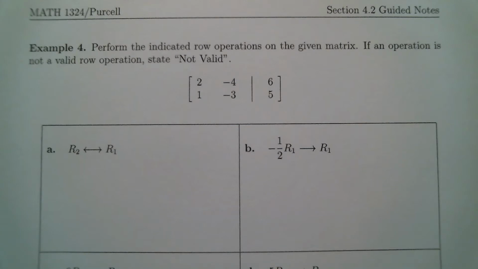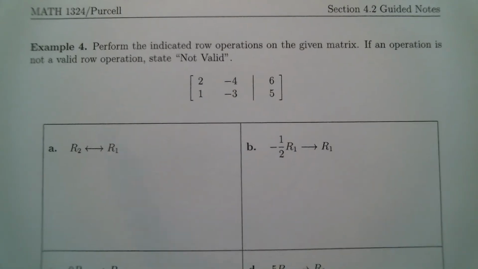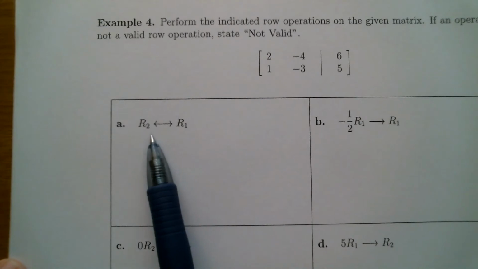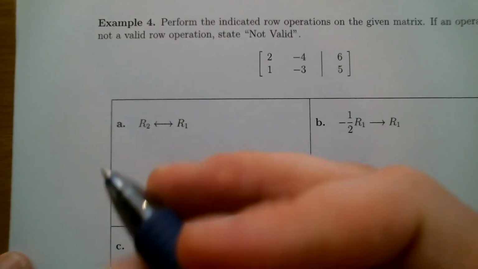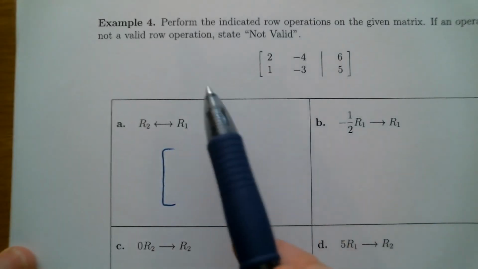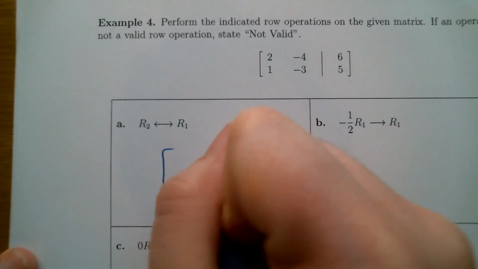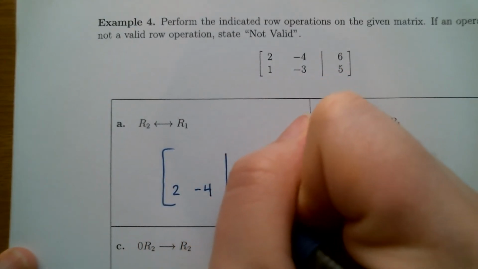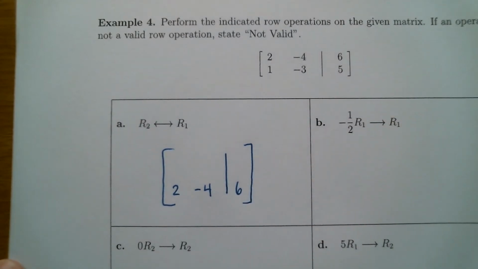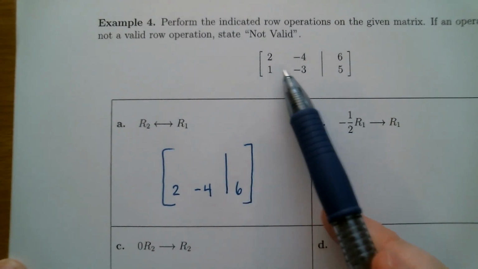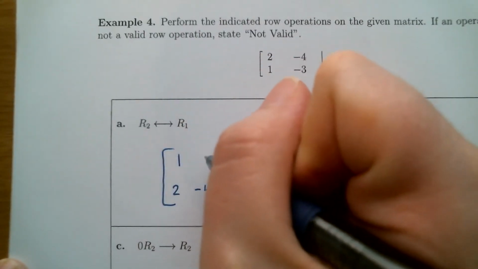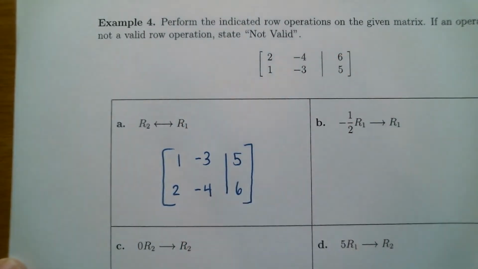We've got our matrix. In part A, you are asked to do this. If you read this, this is switching row 1 and row 2. So let's write the new matrix. This first row will become the second row. So 2, -4, +6. First row became your second row. And now the original second row will become the first row. And that's it. We just performed that row operation on the augmented matrix. It's valid because you're allowed to switch any two rows.